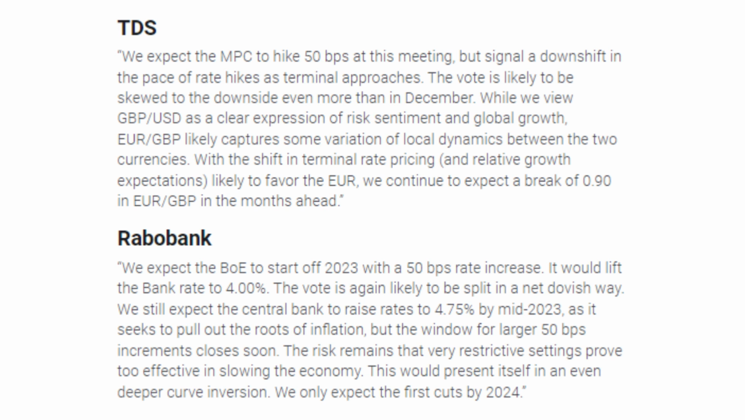Rabobank. We expect the BOE to start off 2023 with a 50 bps rate increase. It would lift the bank rate to 4%. The vote is again likely to be split in a net dovish way. We still expect the central bank to raise rates to 4.75% by mid-2023, as it seeks to pull out the roots of inflation, but the window for larger 50 bps increments closes soon. The risk remains that very restrictive settings prove too effective in slowing the economy. This would present itself in an even deeper curve inversion. We only expect the first cuts by 2024.